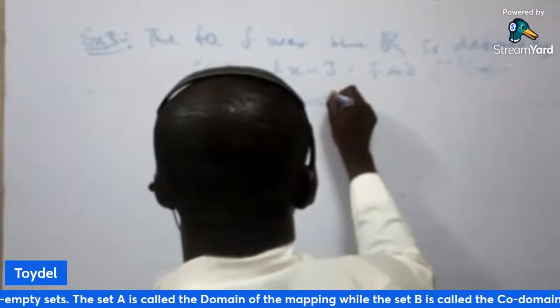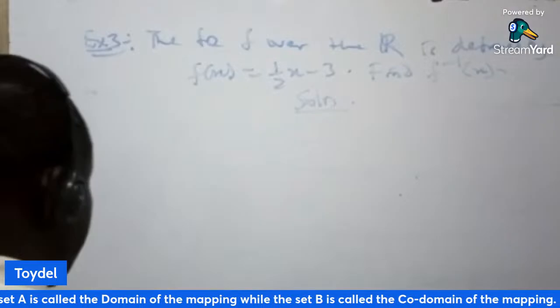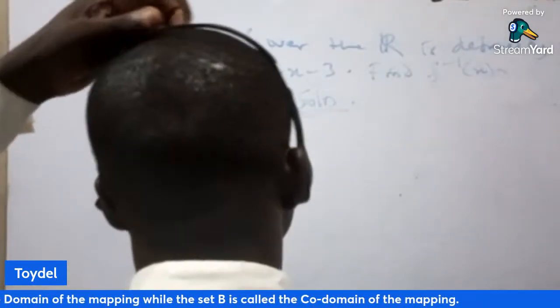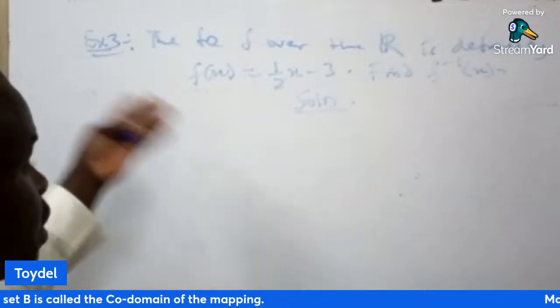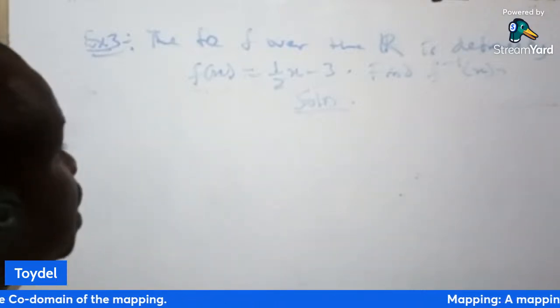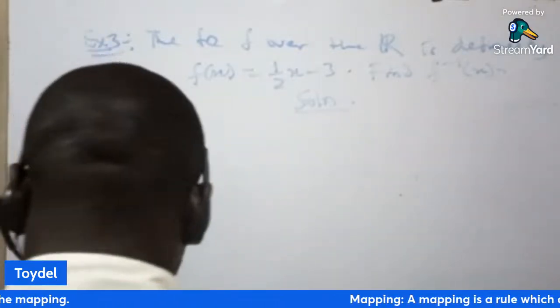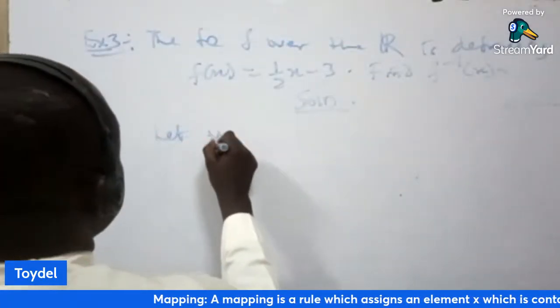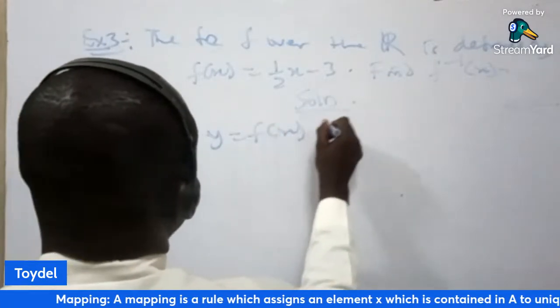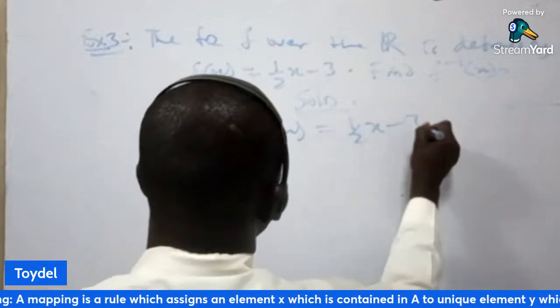Solution. This is the function. The function is also a mapping. When the codomain is a set of numbers, we call a function a mapping. A function is also a mapping when the codomain is a set of numbers. So in this case, we can let y equal to f of x, and it's equal to 1 all over 2x minus 3.